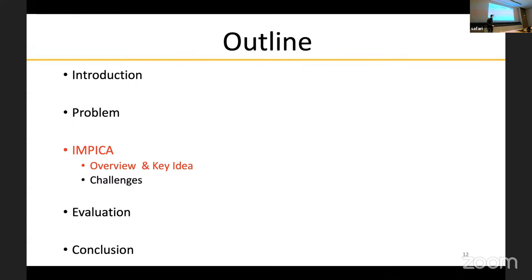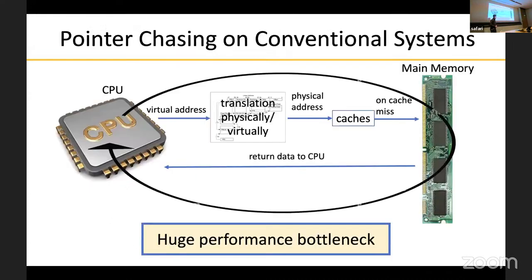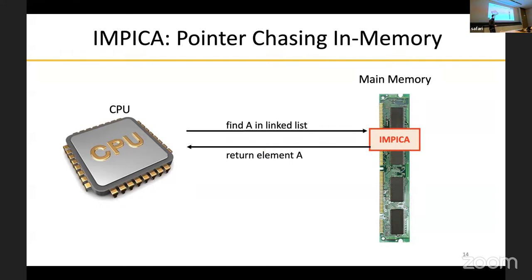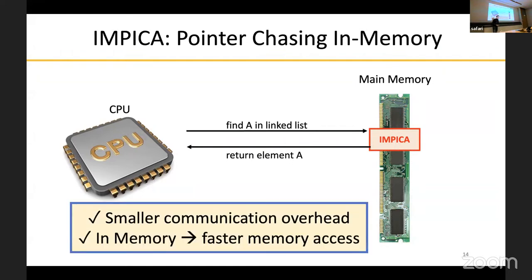So let's come to the IMPICA and the overview and key ideas. The conventional system is quite ineffective and has a huge performance bottleneck. So in this paper, they put the IMPICA into main memory. If you want to access a linked data structure, you can just say, for example, find the element A in this linked list. The IMPICA will now do all the computation and return the final element to the CPU. So there's a much smaller communication overhead. And because the IMPICA is in memory, it also has a faster access time.